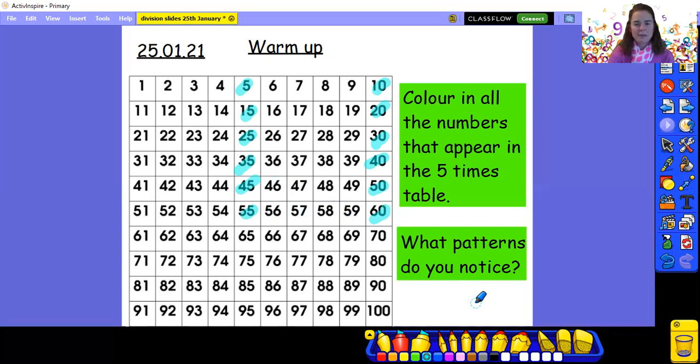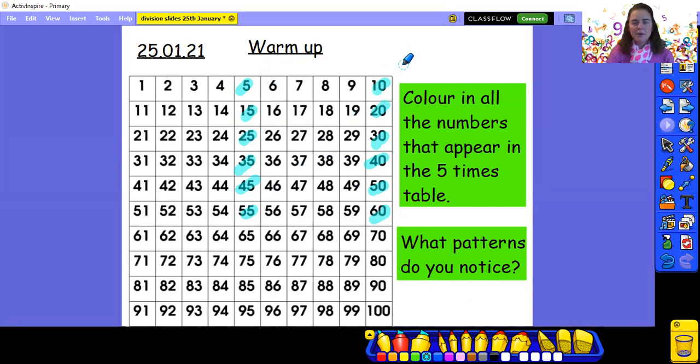What do you notice about the pattern in the numbers? Have a look at the ones digit in each column. Remember, we have single digit numbers and 2-digit numbers. In a 2-digit number, the first digit is the tens and the second digit is the ones. Looking at the ones digit in this column here, they all end in 5s, and in this column here, they all end in 0s. We've got a pattern here, haven't we? 5, 0, 5, 0, and so on.